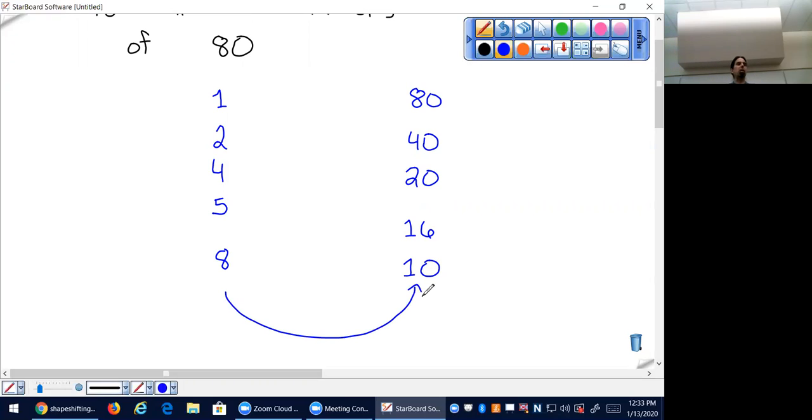So if anything bigger than 10 was a factor, it would need a little guy now that it makes to match up with. So we're done. There's not going to be anything hidden. Thank you. You're welcome.